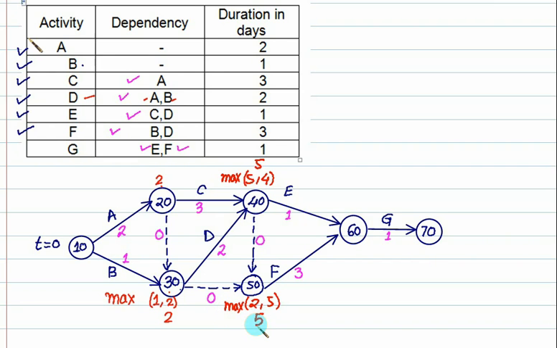5. How many arrows precede this node? 2 arrows. One arrow is coming from this side. Is it 5? 5 plus 1, 6. So one calculation is 5 plus 1, 6. From this is 5. 5 plus 3, 8. So what is the number selected? Max equals to 8. And there is only one arrow, so there is no decision. It is 9. It means that in 9 days, you can finish the complete execution.